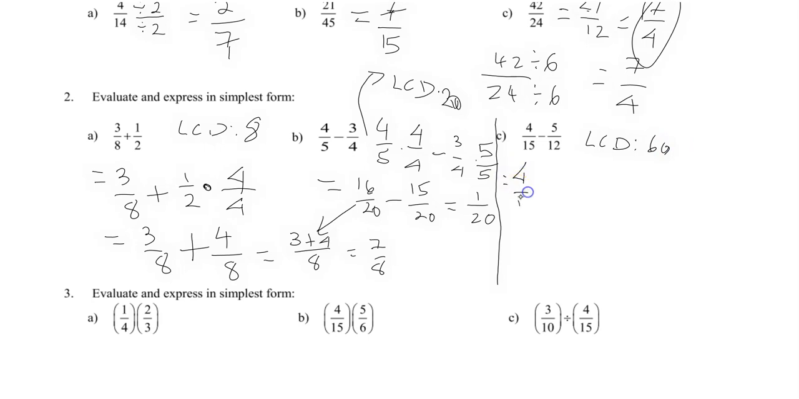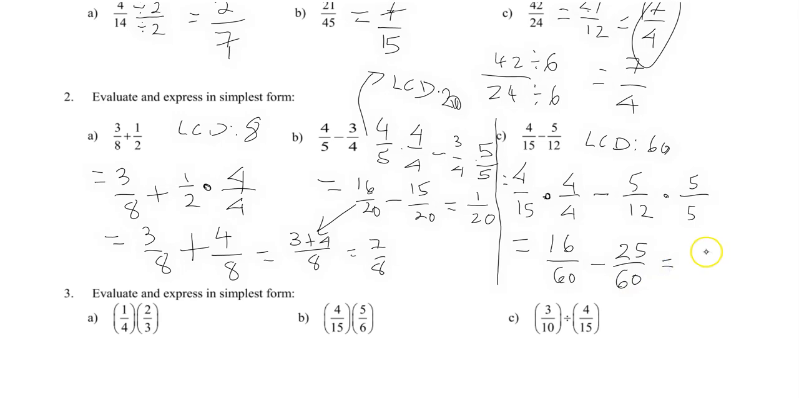So that'll be 4 over 15. To turn a 15 into a 60, I'm going to multiply by 4. Whatever I do to the bottom, I do to the top, so multiply it by 4 as well. 5 over 12. To turn 12 into 60, I multiply by 5. Whatever I do to the denominator, I do to the numerator. This gives me 16 over 60 minus 25 over 60, which will be equal to negative 9 over 60.